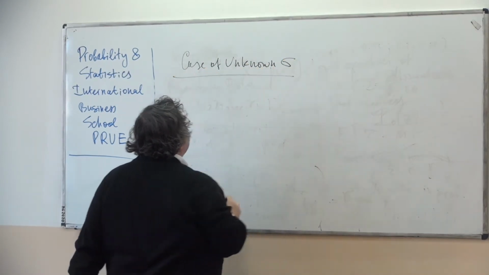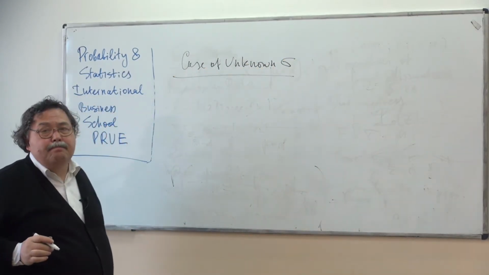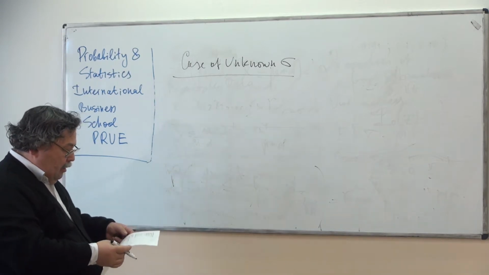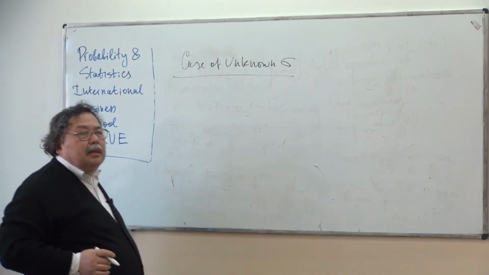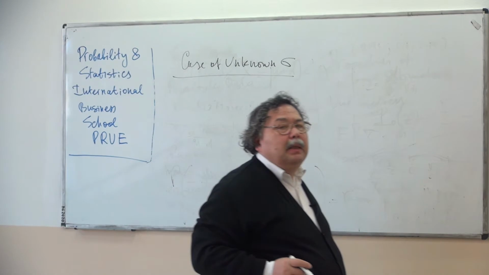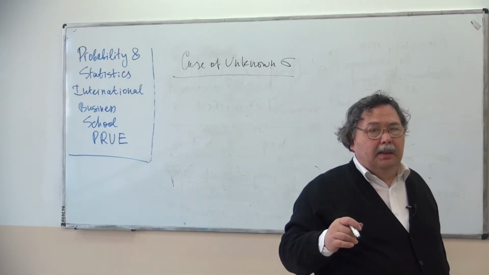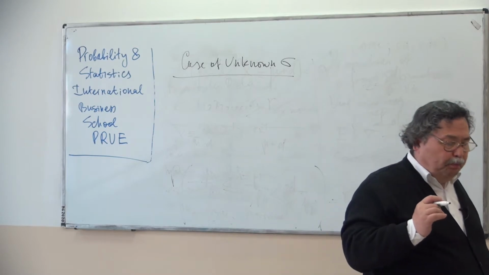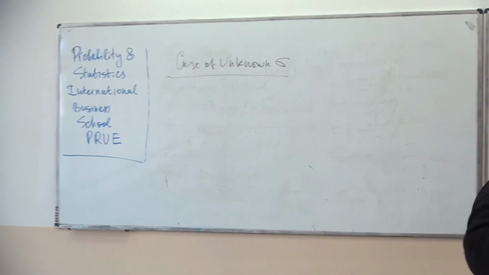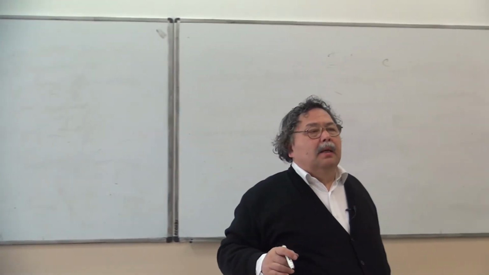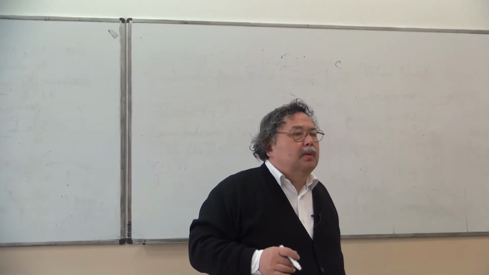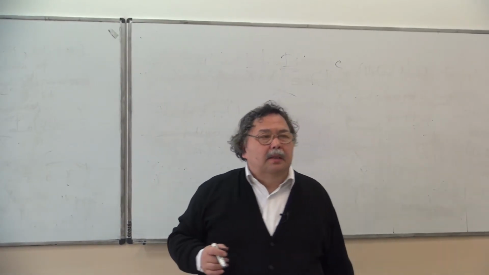This is going to be the case of unknown sigma. If sigma is not known, then we can estimate sigma on the same sample data. So the same sample data, x1, x2, up to xn, can be used not only to estimate mu, but to estimate sigma as well.